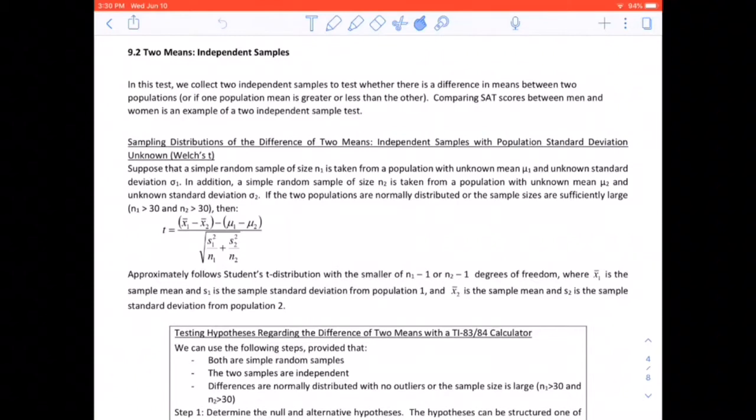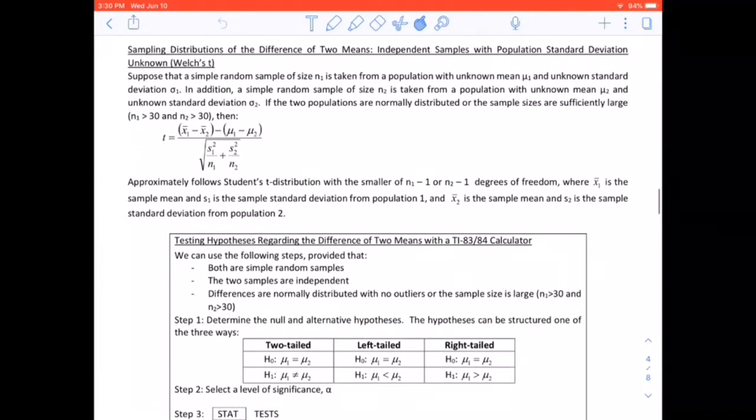Sampling distribution of the difference of two means, independent samples with a population standard deviation unknown. This is using Welch's T. Suppose that a simple random sample of size n1 is taken from a population with an unknown mean mu1 and an unknown standard deviation sigma 1. In addition, a simple random sample of size n2 is taken from a population with unknown mean mu2 and an unknown standard deviation sigma 2.